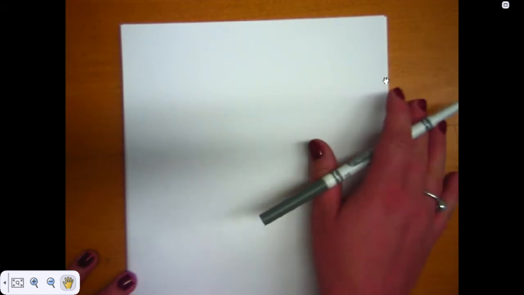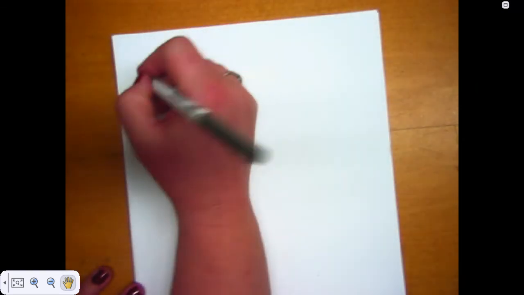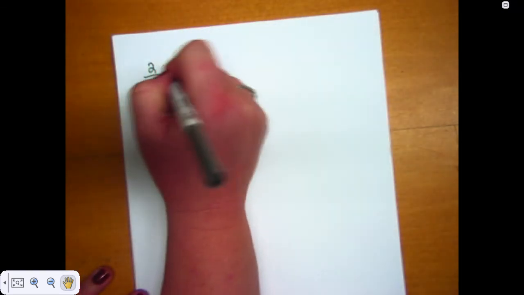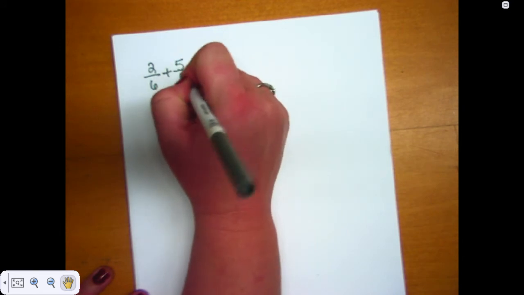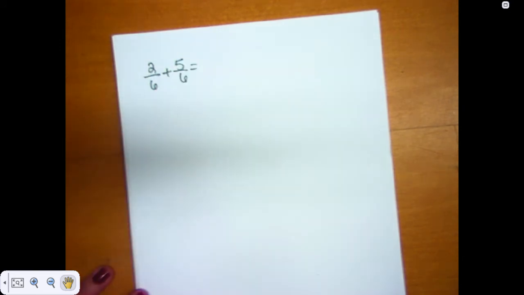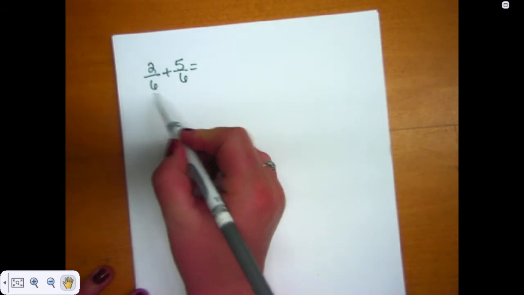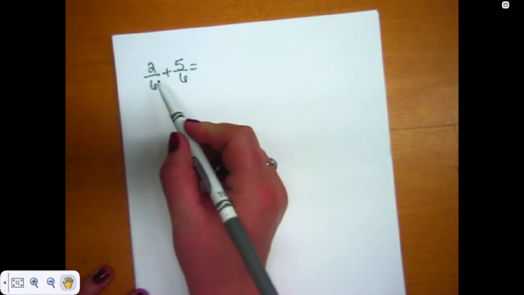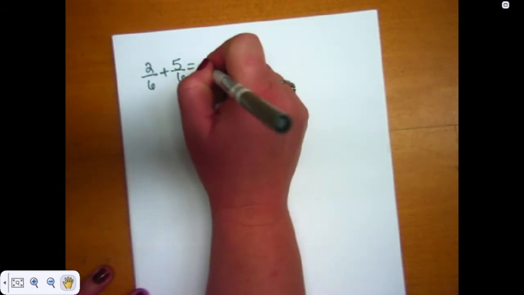So let's go over adding positives first, just to remind ourselves how we do this. Let's say we have 2/6 plus 5/6. The first thing we always check is, are the denominators the same? The denominators are the same, so we're just going to bring it straight over.